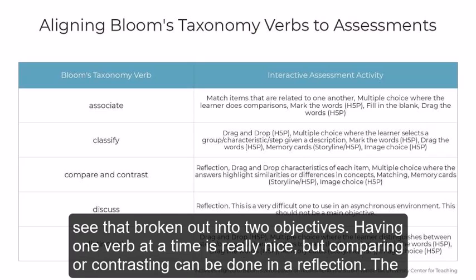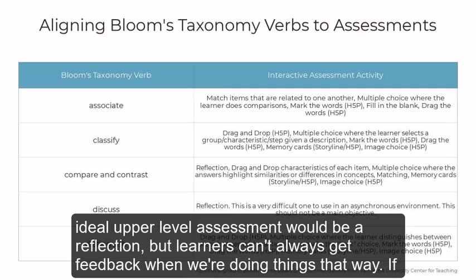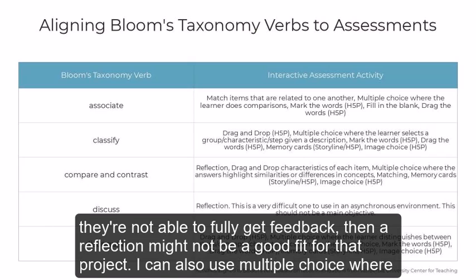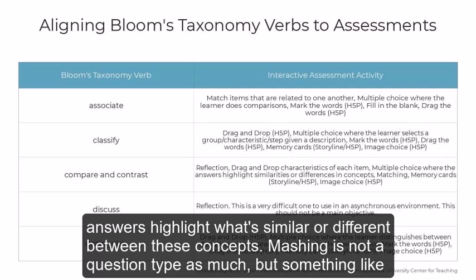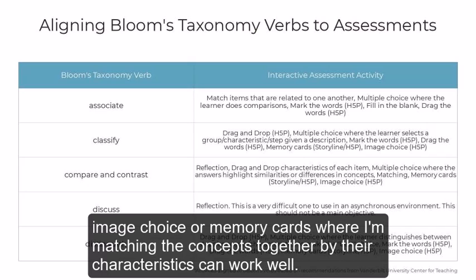I do like to see that broken out into two objectives. Having one verb at a time is really nice, but comparing or contrasting can be done in a reflection. The ideal upper-level assessment would be a reflection, but learners can't always get feedback when we're doing things that way. If they're not able to fully give feedback, then a reflection might not be a good fit for that project. I can also use multiple choice where answers highlight what's similar or different between these concepts. Matching is not a question type as much, but something like image choice or memory cards where I'm matching the concepts together by their characteristics can work well.